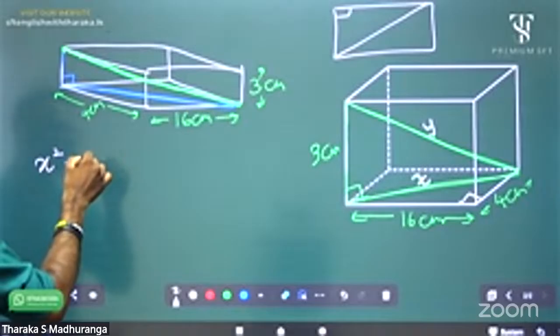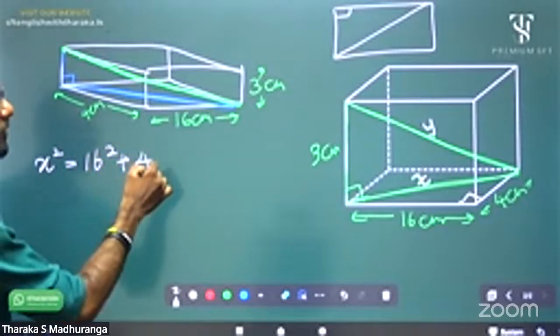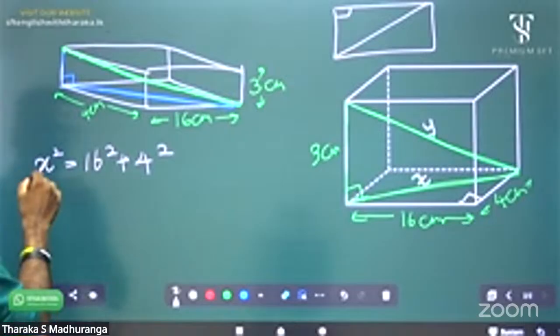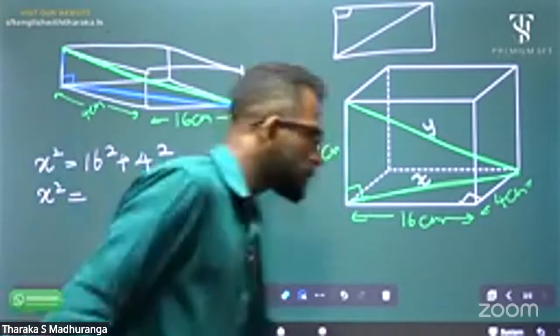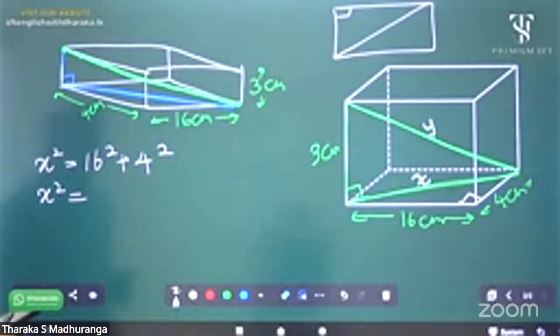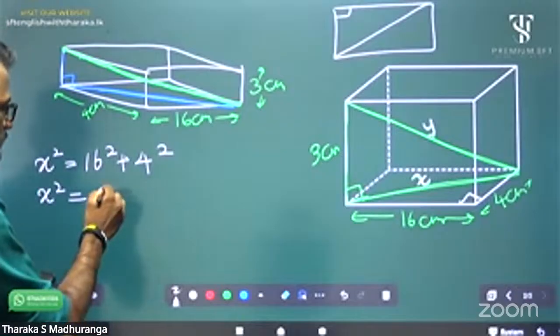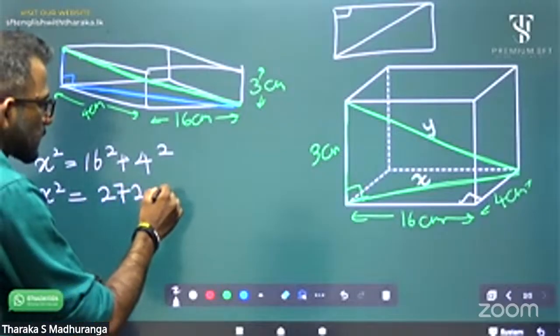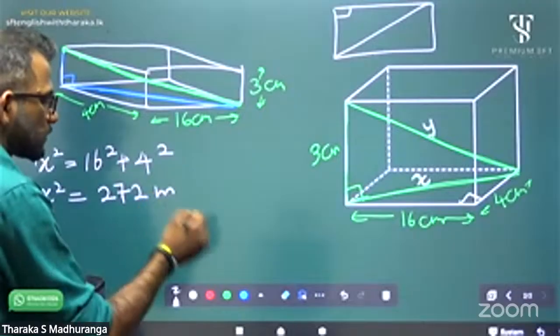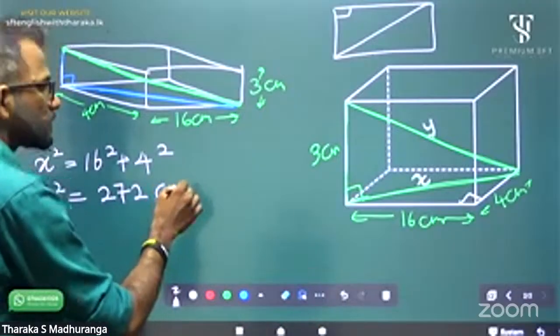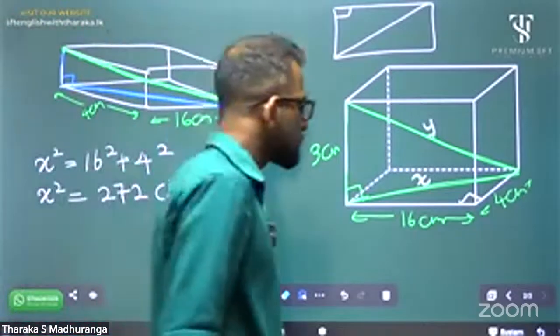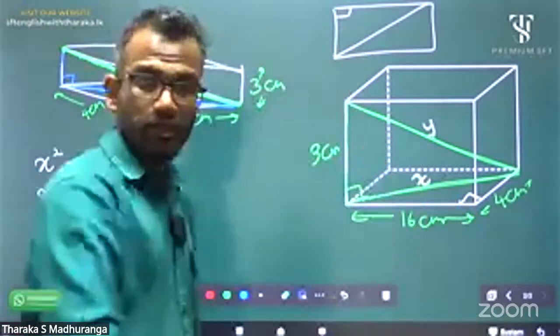X squared equals 16 squared plus 4 squared. 4 squared is 16. 256 plus 16 is 272 centimeters squared. It is x, not the longest pencil.